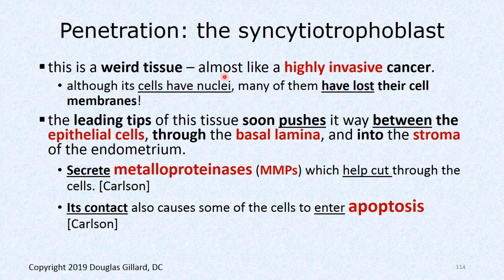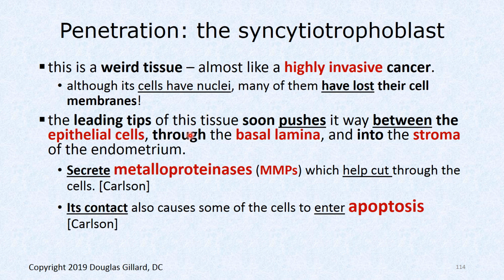A very weird tissue. It's very aggressive. It really burrows itself into the endometrium, and it pulls the zygote with it as it burrows. So these are weird because they have nuclei, but they lose all their cell membrane. So it's a bunch of nuclei floating around in this weird tissue. So there's not a lot of individual cells. So it's just a very strange and fast-growing tissue. It has some leading tips. Those are going to push their way between the epithelial cells and get into the stroma and start digging.